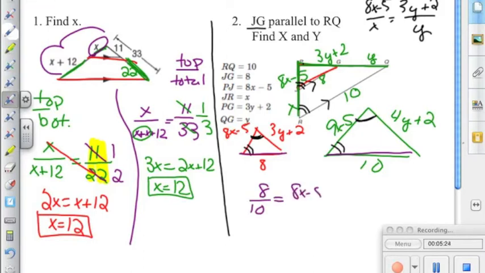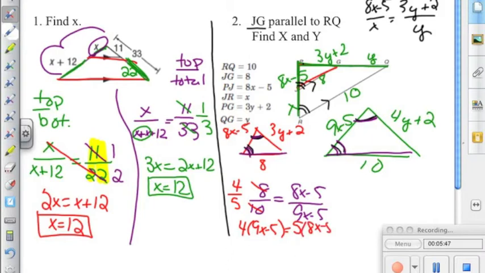equals. I'm going to work with my 8x minus 5. And again, I'm matching corresponding parts, single, double, 9x minus 5. Once again, I'd reduce. So now you've got your 4 times 9x minus 5. You've got your 5 times 8x minus 5. Distribute. 36x minus 20 equals 40x minus 25.